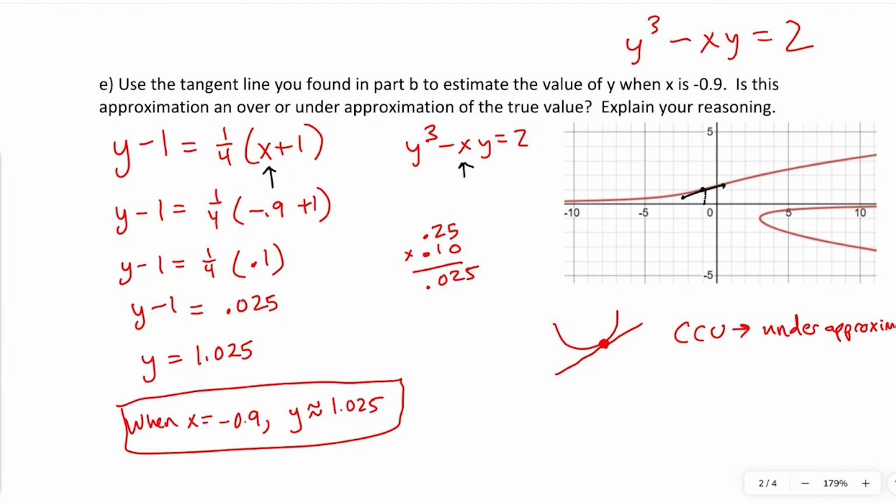If it's concave down and you're doing a tangent line approximation, notice that the line is going to be above the curve, in which case, as long as it's concave down, the tangent line approximation will be an overestimate.